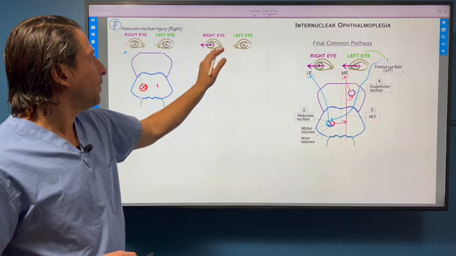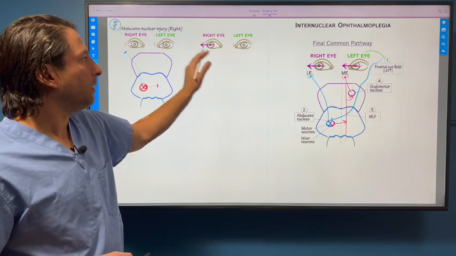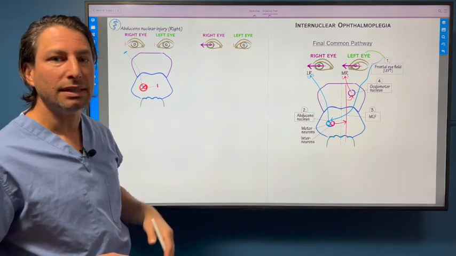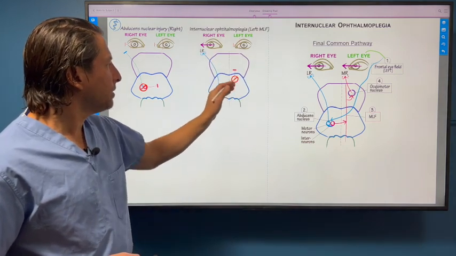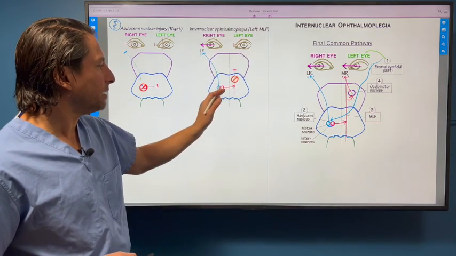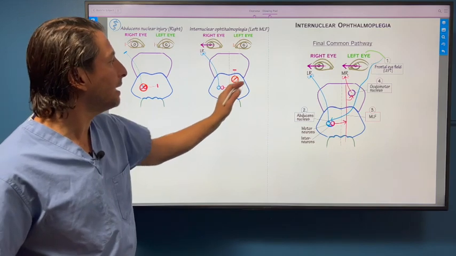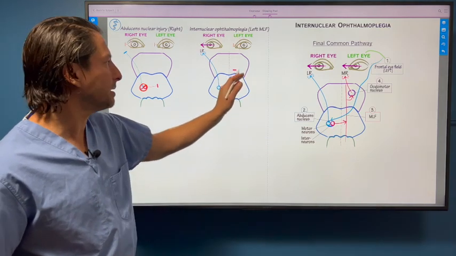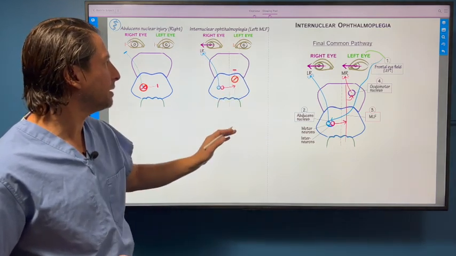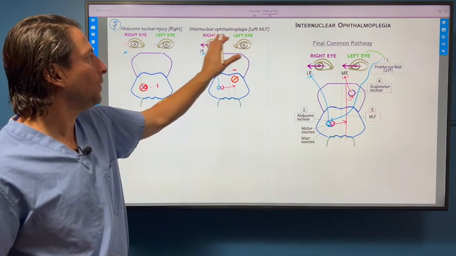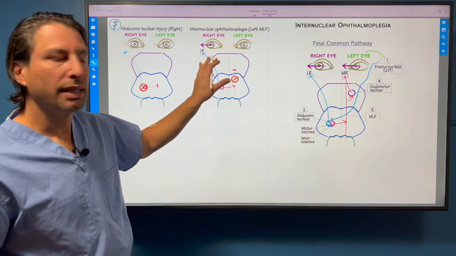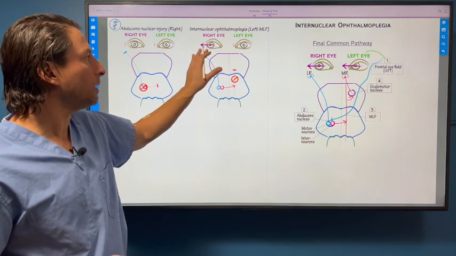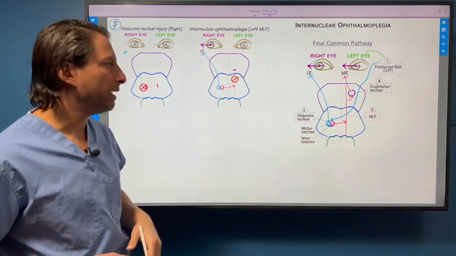So what about if the right eye is able to deviate outward, but the left eye is unable to deviate inward? Where could that pathology be? Well, if there's injury to the medial longitudinal fasciculus, then those interneurons are unable to pass to the opposite side up to the oculomotor nucleus, and we call this an internuclear ophthalmoplegia, and it will also have an associated nystagmus in the normal eye as one of the clinical findings.